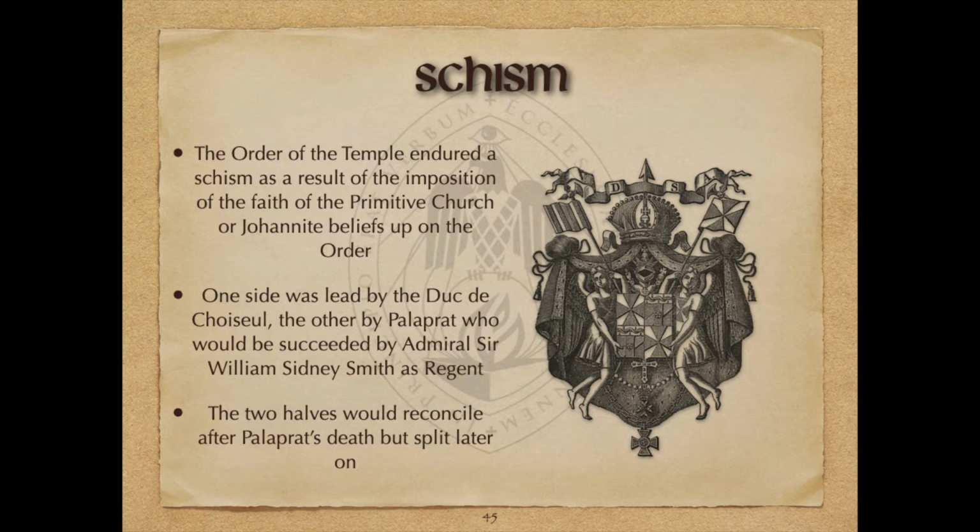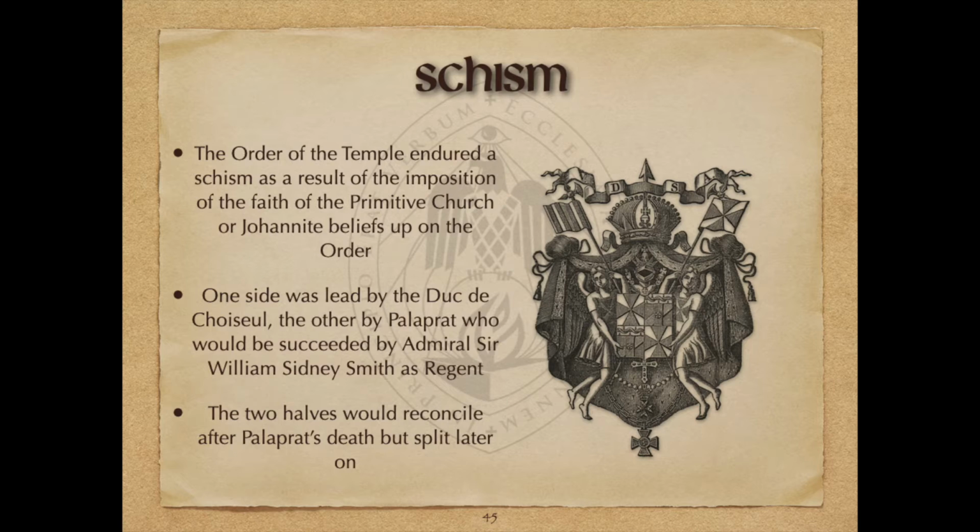And so one side was led by a French noble whose title I can't pronounce because my French is incredibly bad, the Duc de Choiseul, we'll say. I'm pretty sure I just butchered that. And the other, of course, the Johannitist branch, let's say, was led by Fabre-Palaprat.